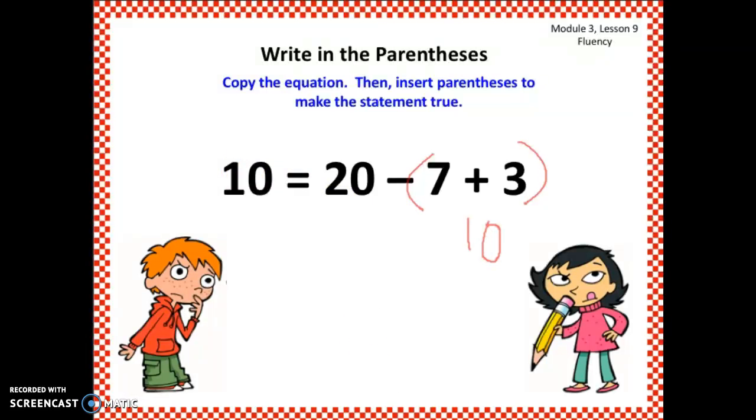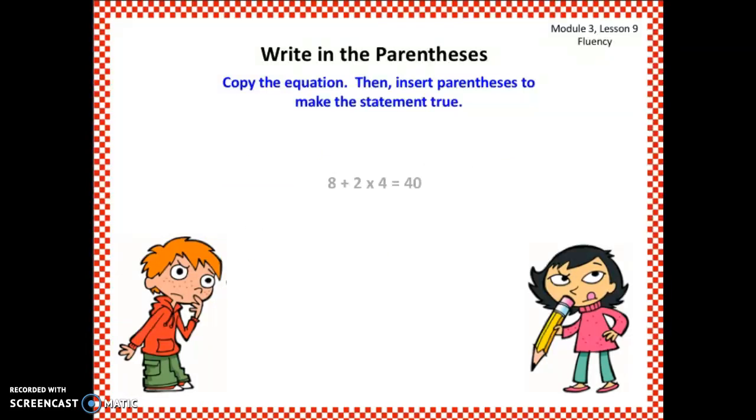Let's try another one. Press pause. Please put the parenthesis in and press play to continue your work. Okay, you should have put the parentheses around 20 minus 7. 20 minus 7 equals 13. 13 plus 3 equals 16. Okay, erase your board. Let's try one more.